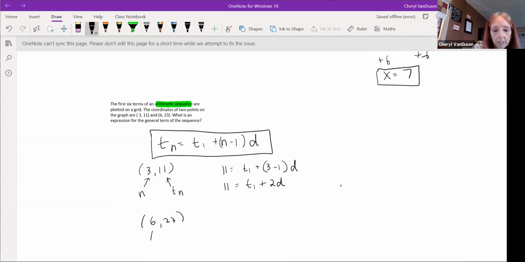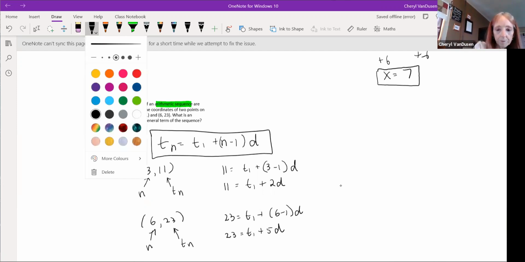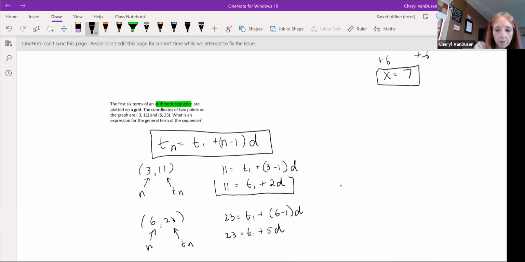So again, this is saying that n is the 6th term, and this is telling us that the value of the 6th term is 23. So we get 23 equals term 1 plus (6 minus 1) times d. 23 equals term 1 plus 5d. So we now have one formula and another formula.